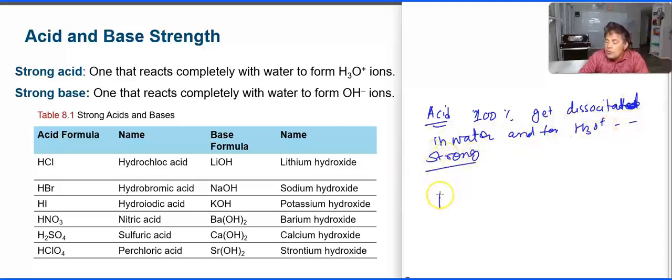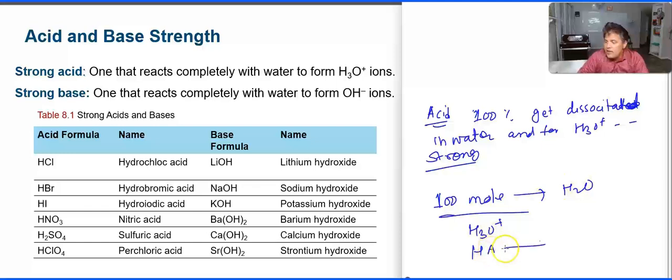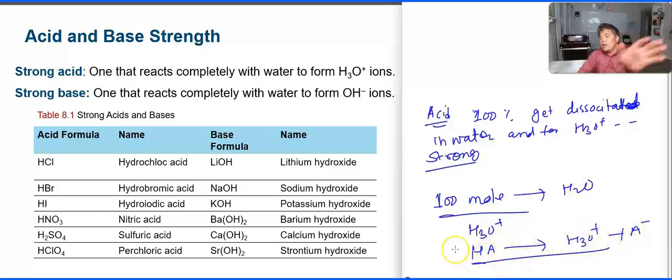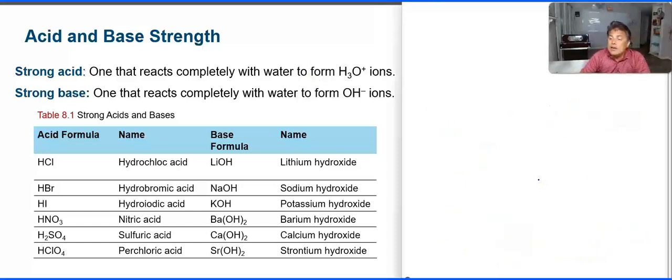100% dissociate means, for example, you have 100 molecules you put in water, all 100 molecules will give you H3O plus, for example, HA gives H3O plus and A minus. That happens for all 100 molecules. 100% dissociation, that is strong, or very high dissociation sometimes, okay? And similarly, a strong base is one that reacts completely with water to form OH minus. 100% dissociation of the base, that is a strong base. 100% dissociation of the acid, that is a strong acid.